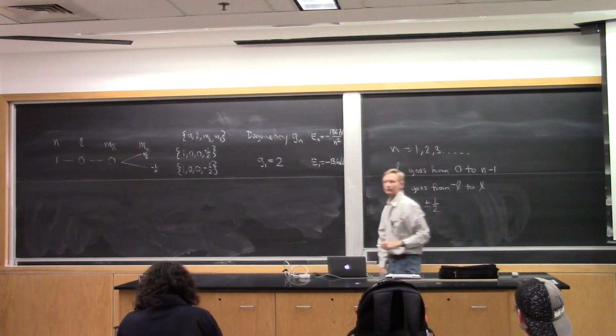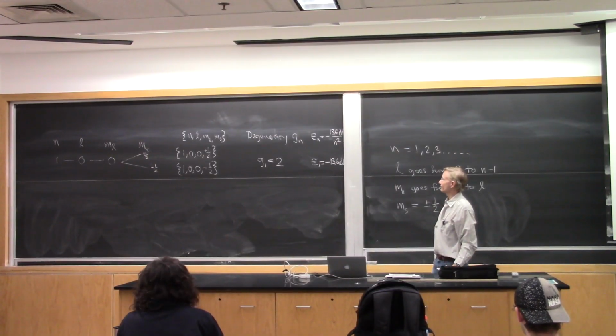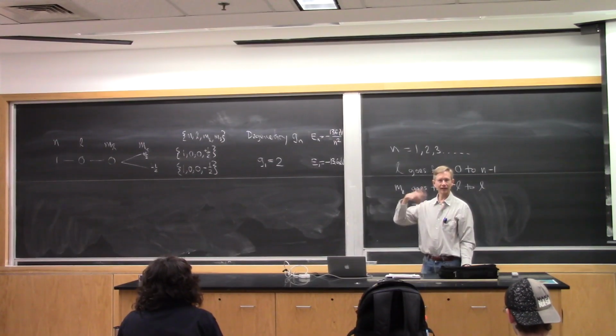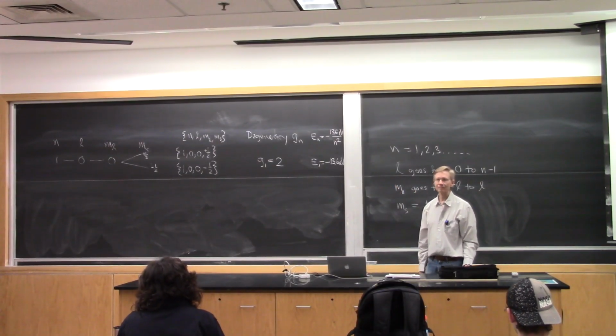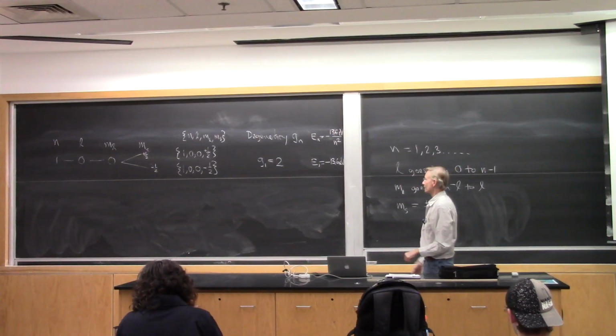So in other words, hydrogen has a ground state energy of minus 13.6 electron volts, E1, and there are two states with that energy because one has spin up and the other has spin down, basically. Because the L and M sub L are both 0.